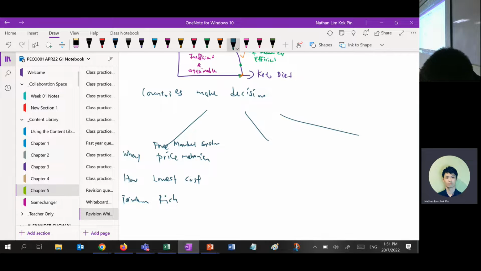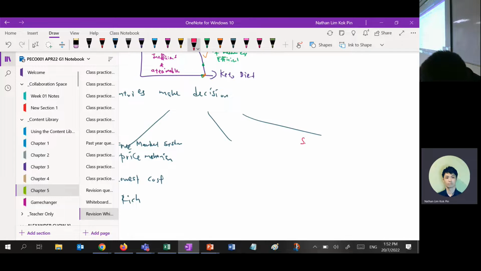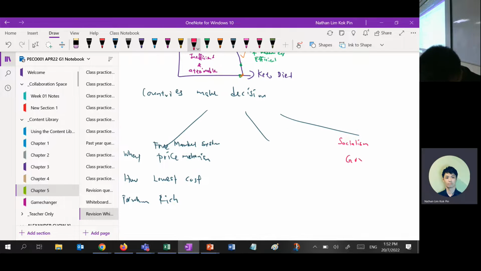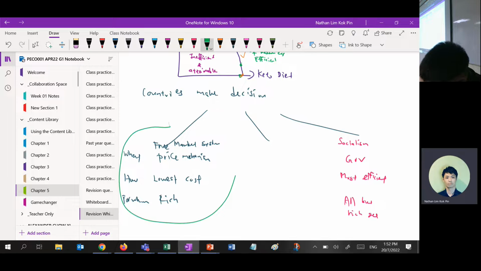Then there's another government that doesn't like to let the price mechanism work. This is known as the socialism country. Socialism lets government decide everything. They want to use the most efficient method. For whom? For all people, but the rich get more. Okay. The last one is in between. Blue, green, blue. So make sure you know what is mixed. I cannot circle one.